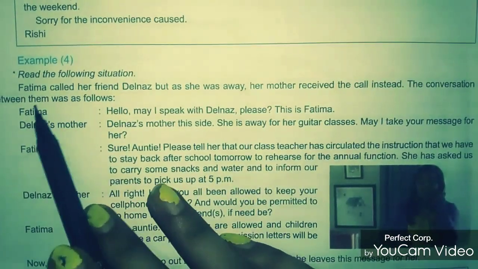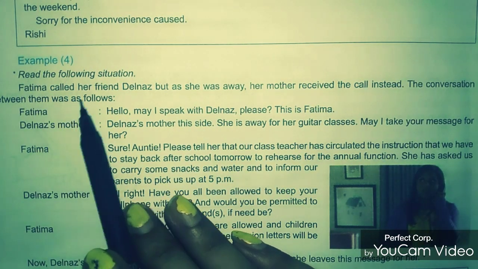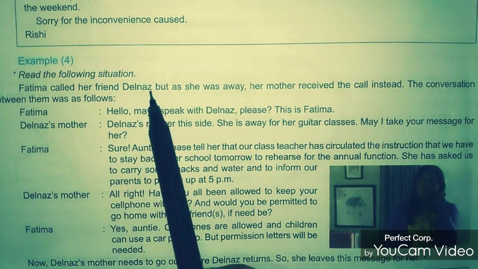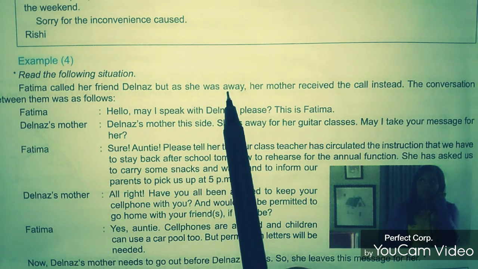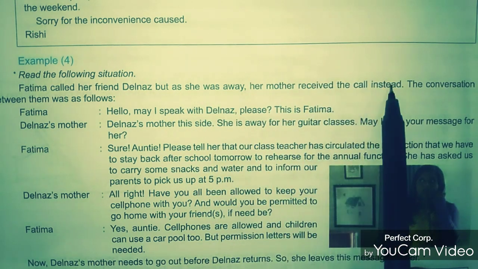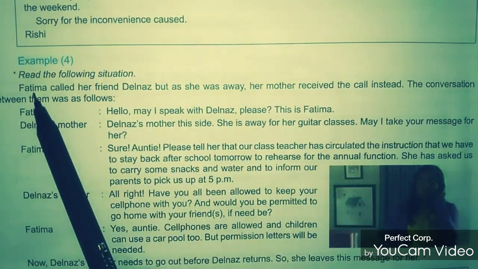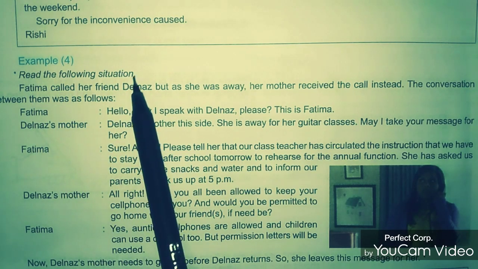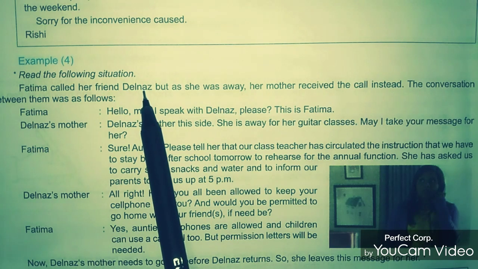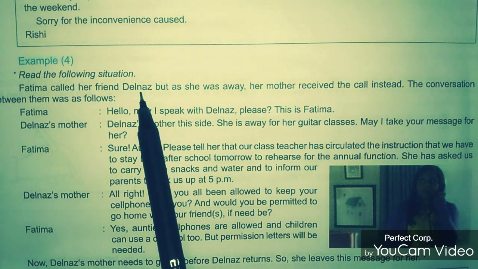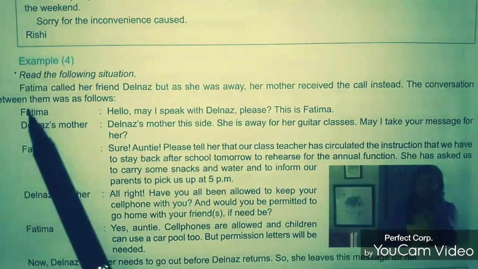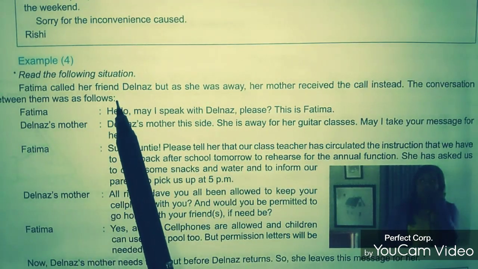Okay. Fatima called her friend Dilnaz. But as she was away, her mother received the call instead. So Fatima called her friend Dilnaz. Dilnaz was not at home. Her mother, that means Dilnaz's mother, received the call. The conversation between them was as follows.